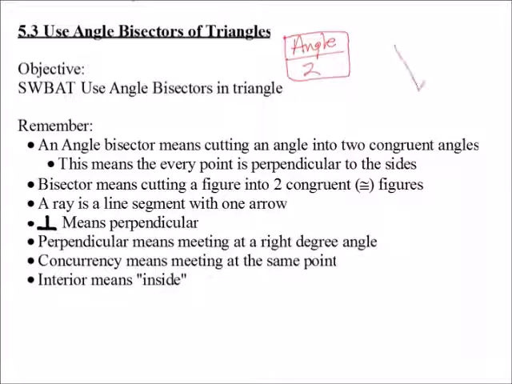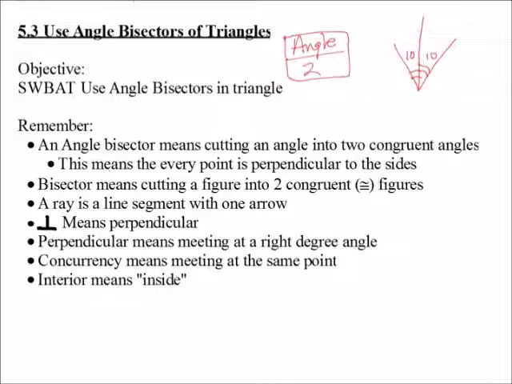So if I have an angle, see my angle right there? I'm going to cut that sucker in half. Okay? So we know that these 2 angles are going to be congruent. So if the whole thing was 20, this would have to be 10, and this would have to be 10.